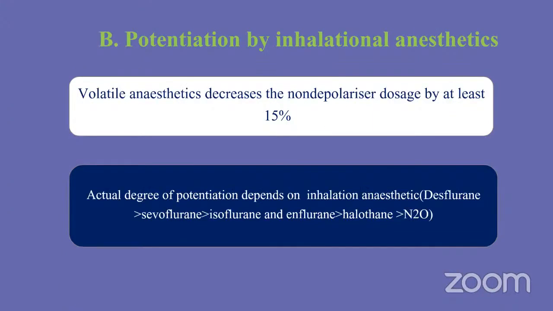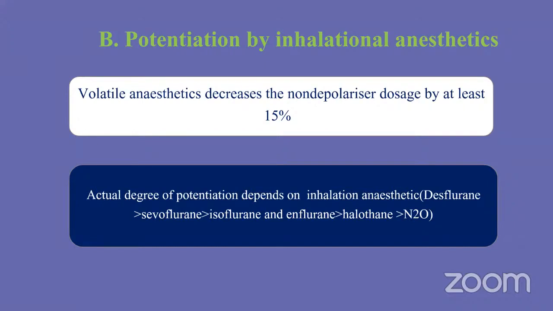The potentiation by inhalational anesthetics: volatile anesthetics decrease the non-depolarizing dosage by at least 15%. The actual degree of potentiation depends on which inhalational agent we are using. Desflurane is more potent in decreasing the non-depolarizing dosage as compared to sevoflurane. Sevoflurane is more potent than isoflurane. Isoflurane is more potent than enflurane. Enflurane is more potent than halothane and nitrous oxide. And it also depends on which non-depolarizing muscle relaxant we are using.